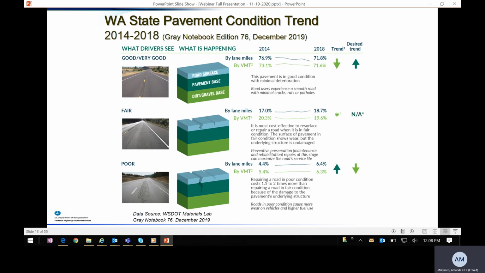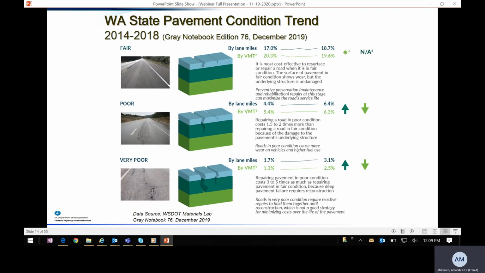The lane miles in good to very good condition actually improved from 2011 to 2014. In 2011, they had about 75% in good to very good condition. In 2014, they had about 77%. But they are showing a decline of about 5% over that time period, and that is showing up in poor and very poor. Next slide.